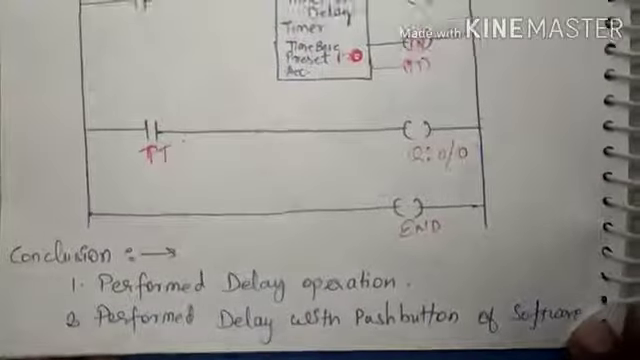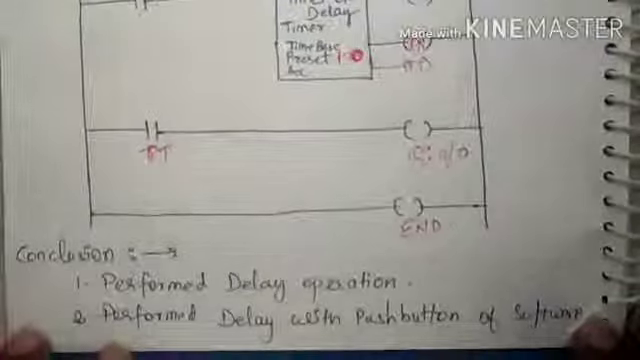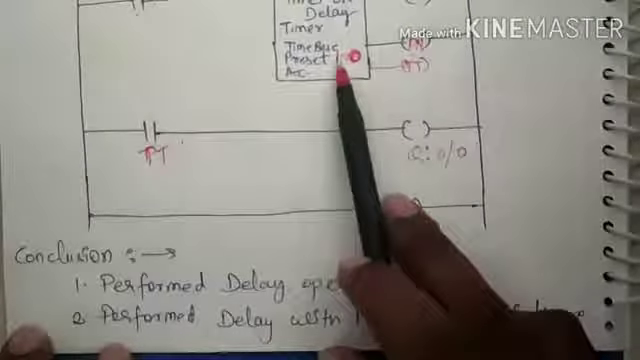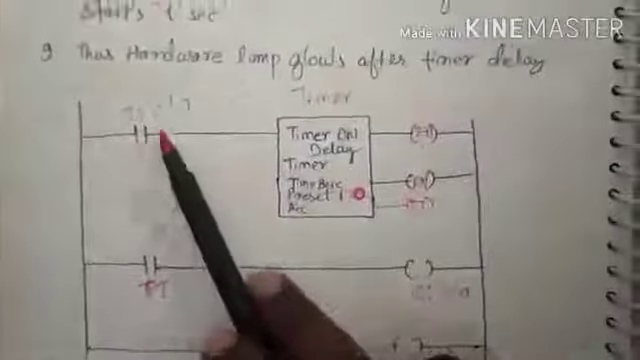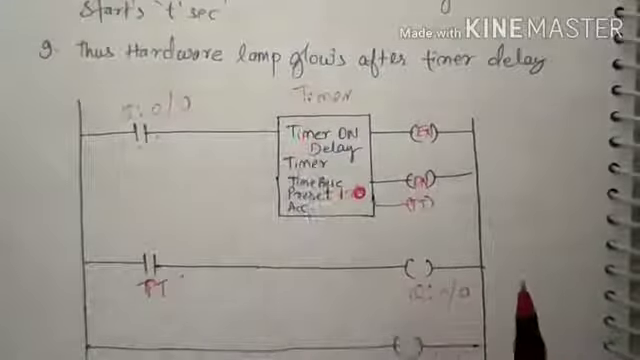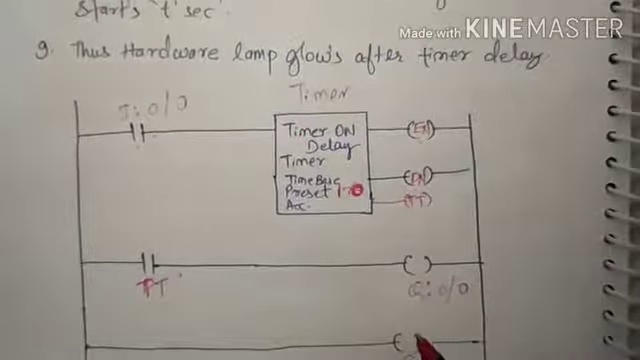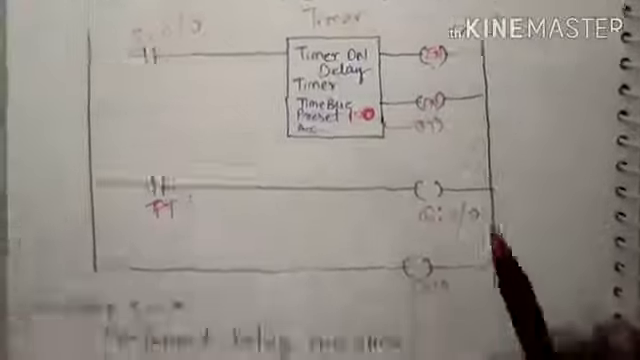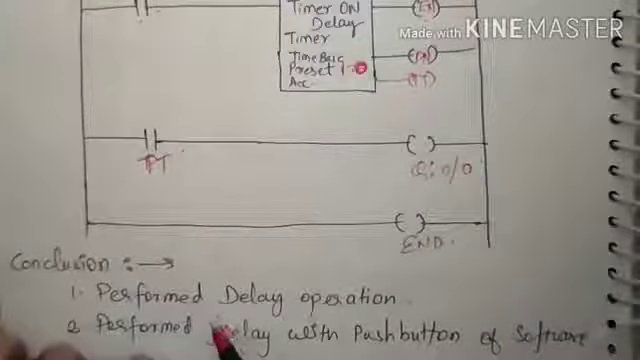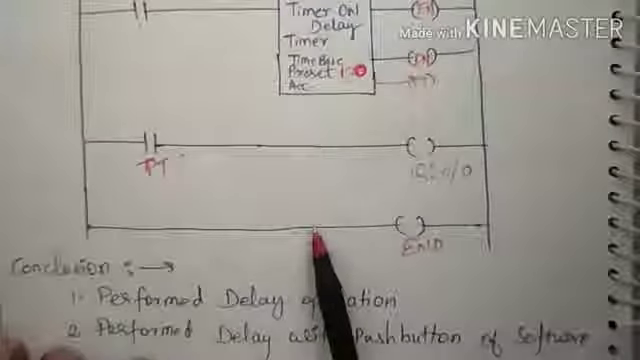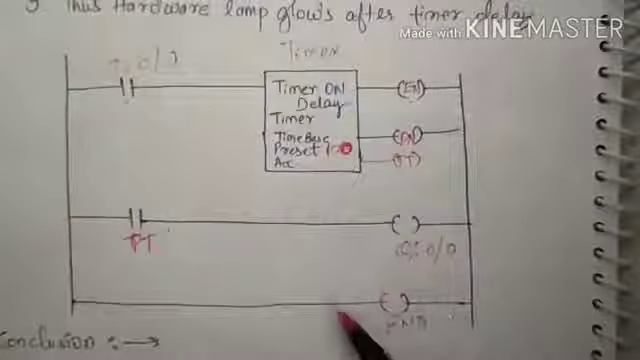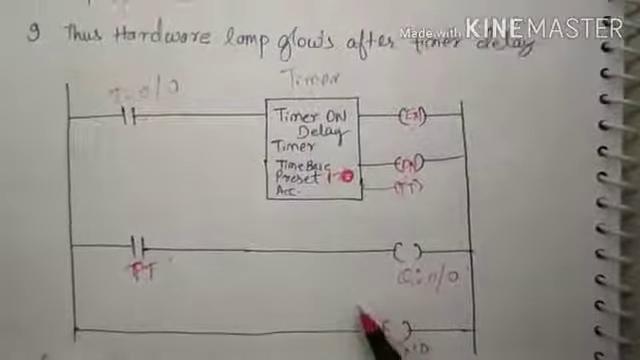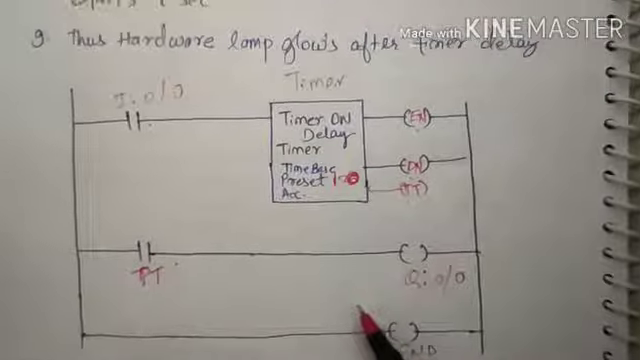Now I will conclude this practical: we have performed the delay operation. As I have said, I have delayed the operation by 10 seconds. After pressing the push button, only after 10 seconds will the lamp glow. Otherwise, it will be in the off position. We also used this push button in the software, with the same procedure. So this is how experiment number 2 is performed.